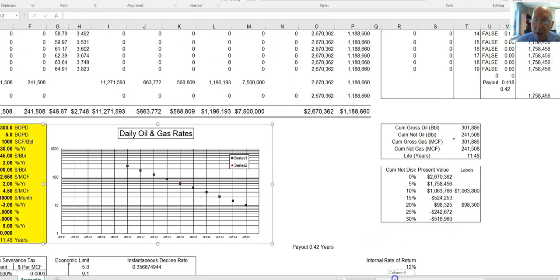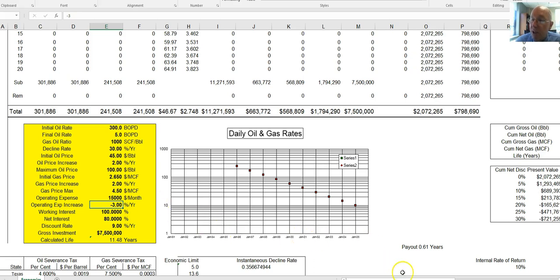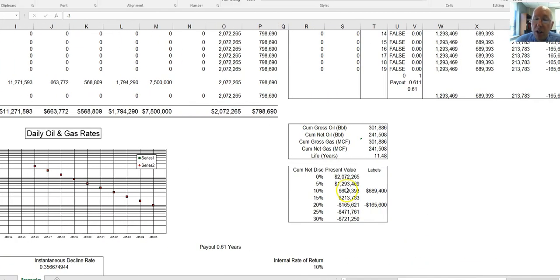And I can get the same sort of sensitivities here if I raise the operating expenses to $15,000 a month. Then you can see, wow, here my switchover is 15 to 20. If my hurdle rate is around 17, 18%, I would choose to do this well. But if it's higher than that, I would not choose to do this well.